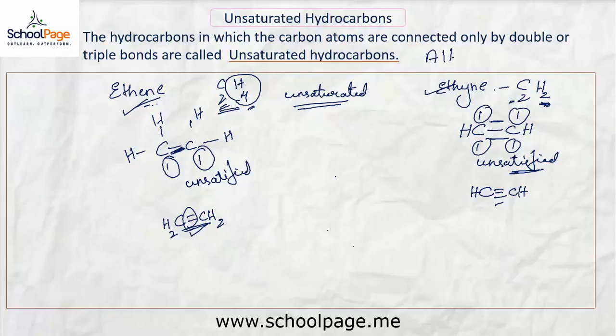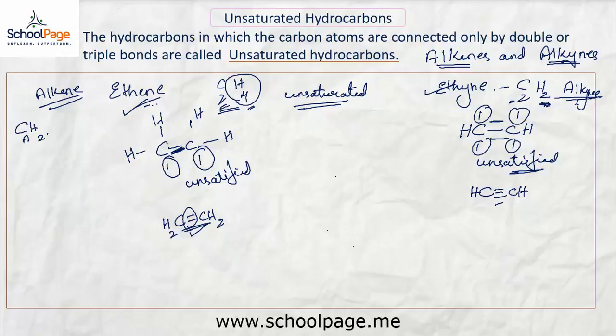Unsaturated hydrocarbons are of two types: alkenes and alkynes. Alkenes have a double bond whereas alkynes have a triple bond in them. So ethene is an example of an alkene, whereas ethyne is an example of an alkyne. Alkenes have the general molecular formula CnH2n whereas alkynes have the molecular formula CnH2n-2.